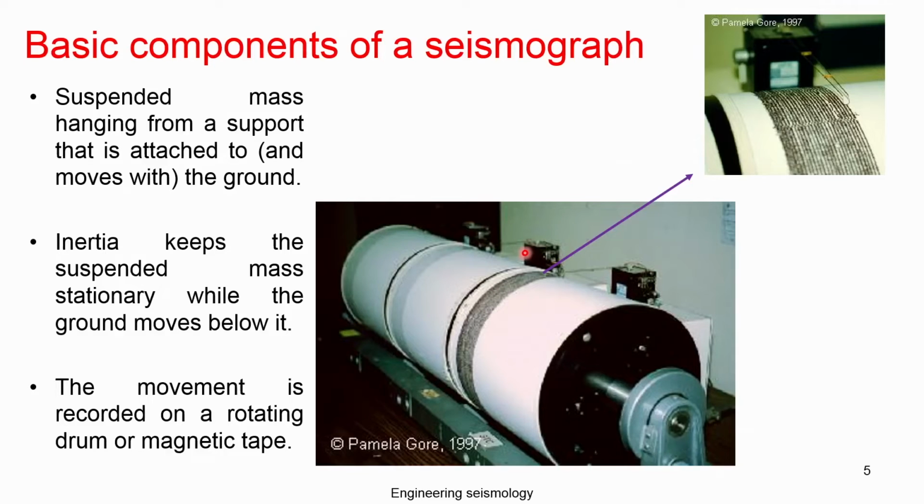Basically, any seismic instrument should consist of a suspended mass hanging from a support attached to the ground, and inertia to keep the suspended mass stationary while the ground moves below it, with the movement recorded on a rotating drum or magnetic tape. The system senses the vibration and reflects it in the form of a waveform, and writing that waveform on the drum, magnetic tape or digital record is another component. Apart from this, you also need a time system so that you know when and where the waves arrived. That system is also integrated.